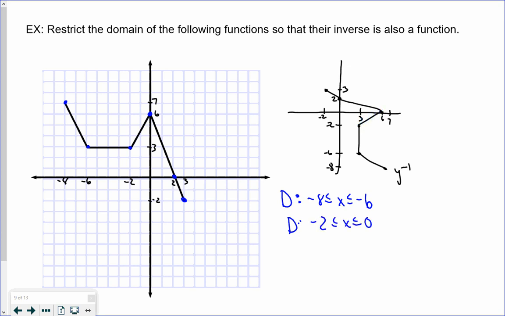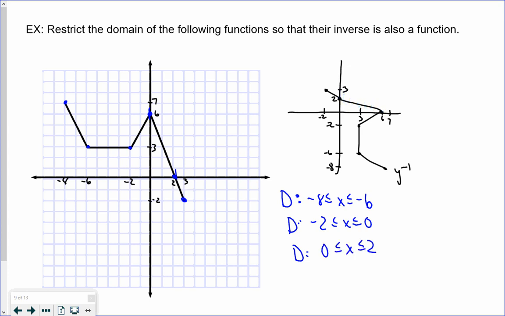Okay. What's another possibility? Well, another possibility is going from negative 6. Sorry, from 6 down to that other point. So from 6 down to that other point would be this part here. That is a function. So another possibility is to go from here to here. So that would be from 0 to 2.